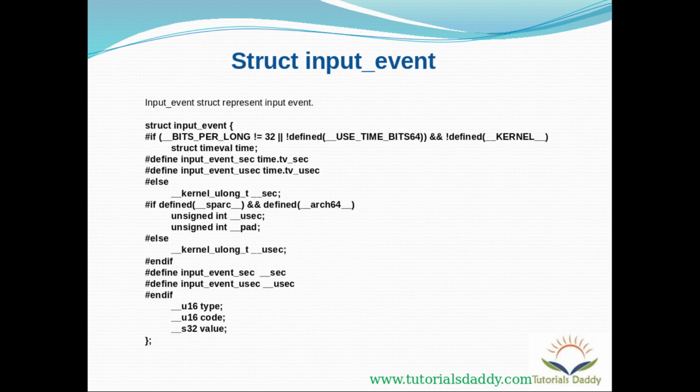With that, we have the input underscore event structure. This structure is filled with the events. Here we fill the event type, then event code, and then event value, and this structure we are going to pass to the user space. Who will do this? This will be done by the event handler layer of the input subsystem.